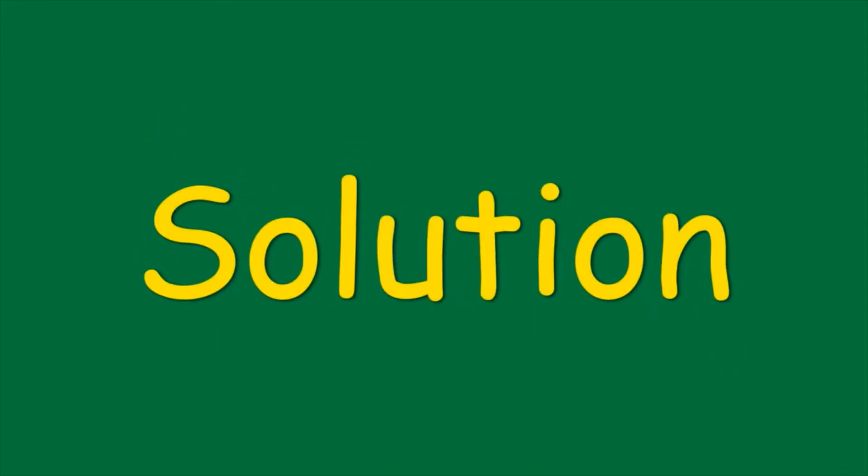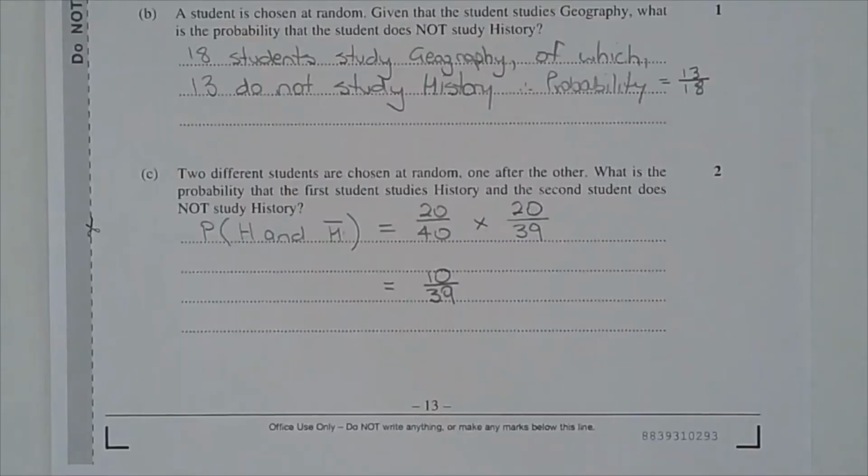Part C. 2 different students are chosen at random, one after the other. What is the probability that the first student studies history and the second student does not study history? This is an example of multi-stage probability where the outcome of the second stage is affected by the outcome of the first stage. And that's because it's sampling without replacement.